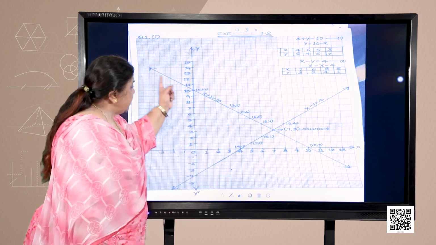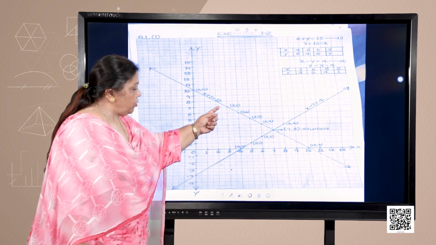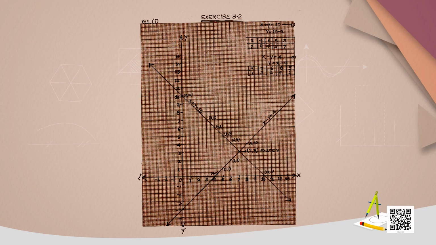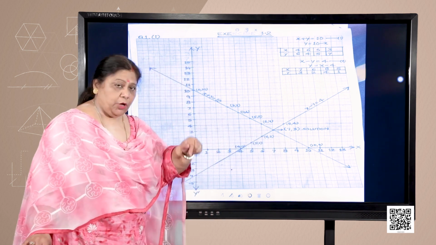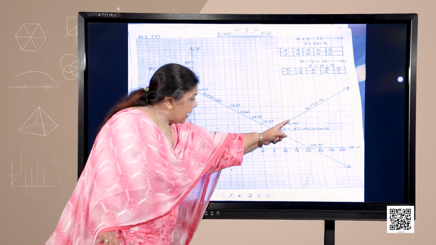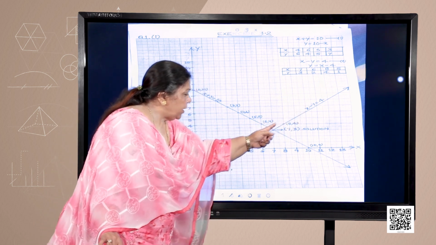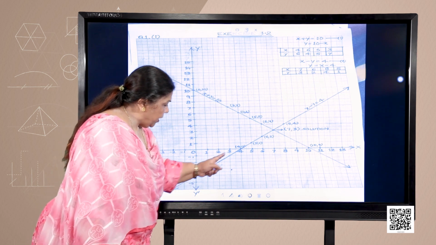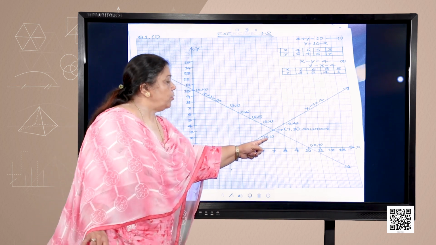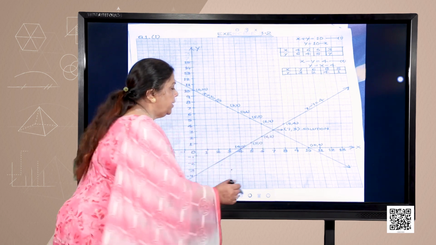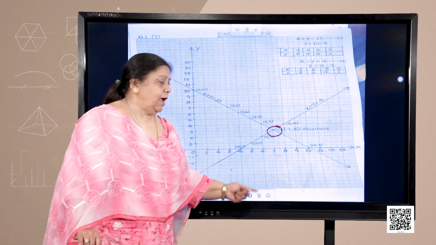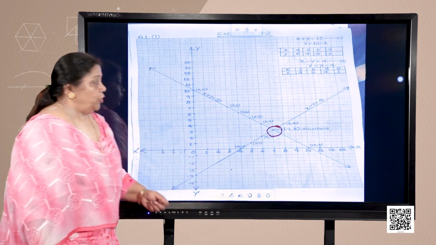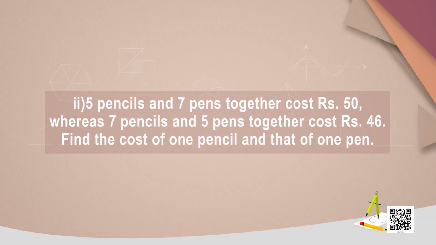Can you see these two lines we have plotted? This is for x plus y is equal to 10. The points 0, 10, 3, 7, 4, 6, 5, 5, 6, 4 we have plotted, and these all points are satisfying the given equation. Likewise, the other line x minus y is equal to 4 is represented in the graph in this way: 4, 0, 5, 1, 6, 2, 8, 4, and obviously the common solution is shown here 7, 3. That is, number of girls is 7 and number of boys is 3. I hope you have understood. Let us look into the next question.